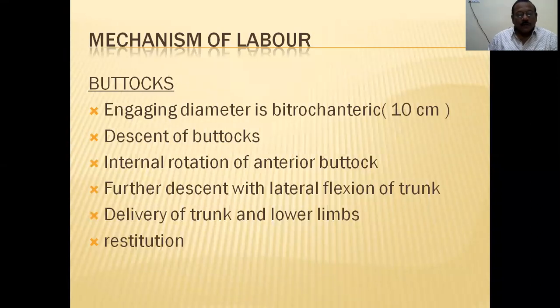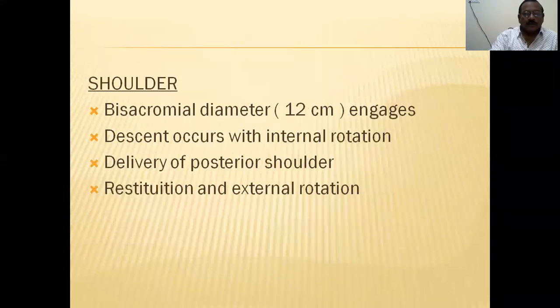In cephalic presentation, we call it descent with flexion. Here in breech, further descent takes place with lateral flexion of the trunk, and we call it descent with compaction. In cephalic, we call it descent with flexion. Delivery of the trunk and lower limbs takes place, then restitution, and delivery of the fetus occurs. This is the mechanism of labor in breech presentation.